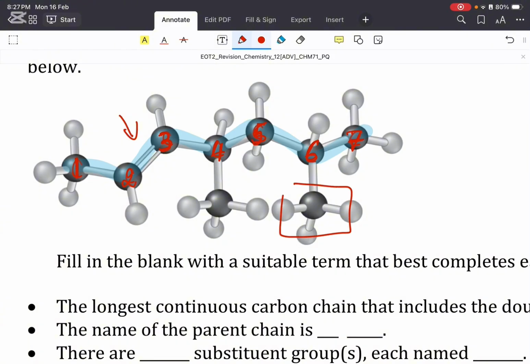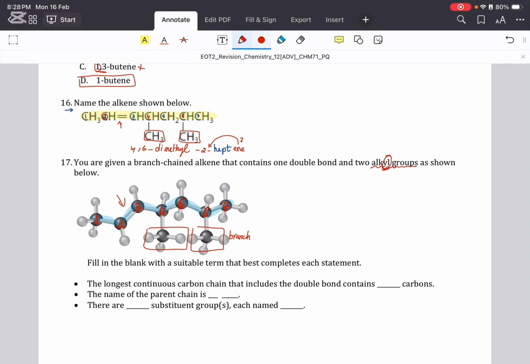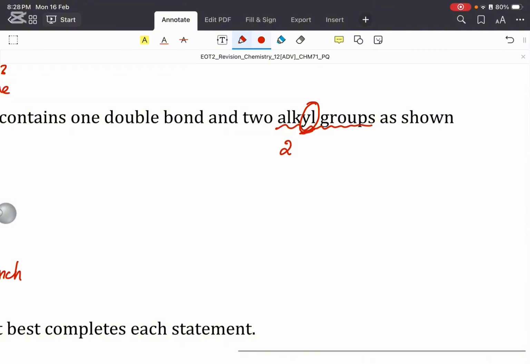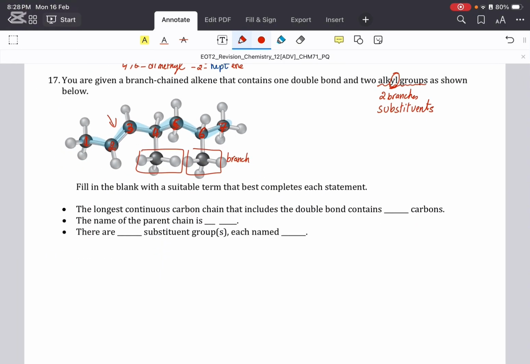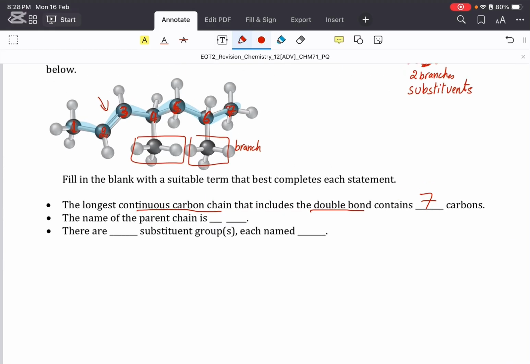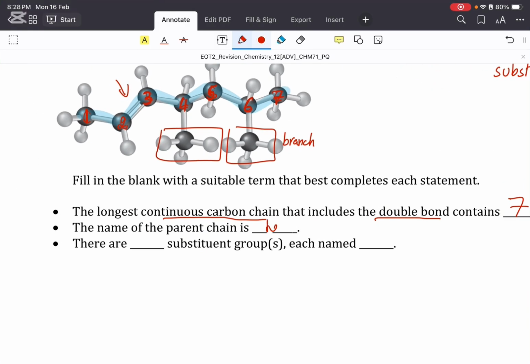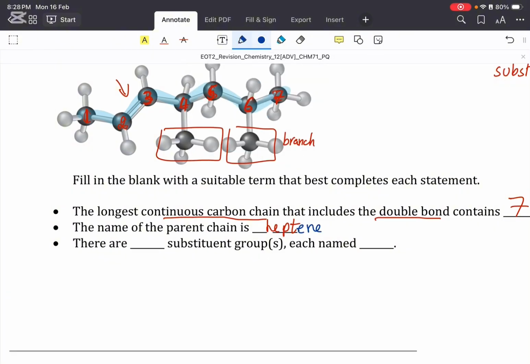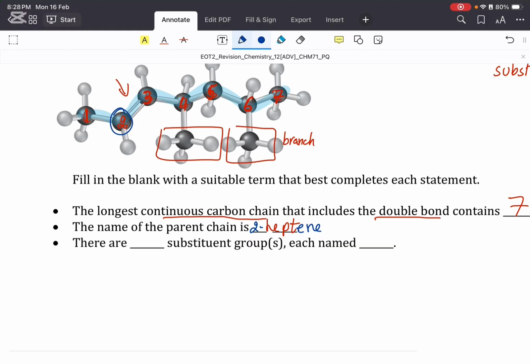And I have 1 branch and another branch. So it says 2 alkyl groups, means 2 branches or 2 substituents. That's what it is called. So the longest continuous carbon chain, including the double bond, has 7 carbons. The name of this parent chain is going to be hept-ene, because it has a double bond. Where exactly? On the second carbon.